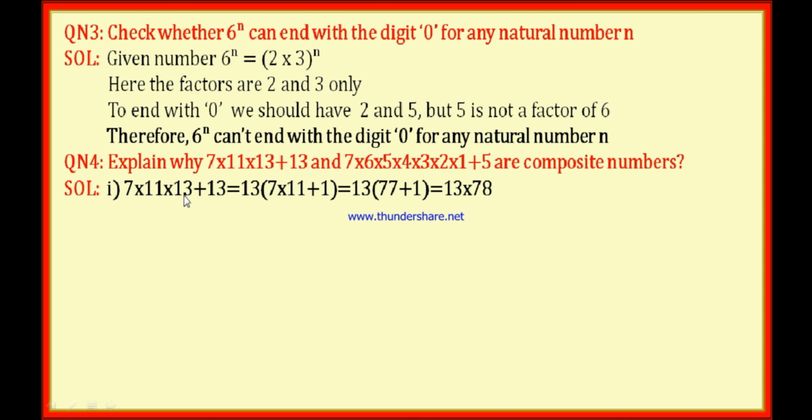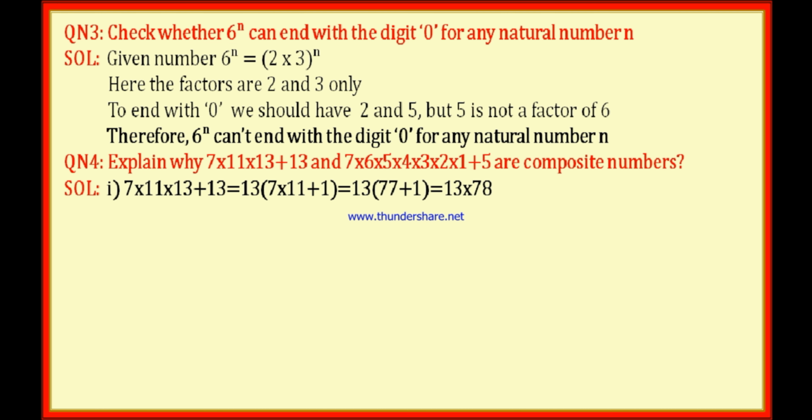Here this is one expression and this is the other expression. You can find 13 in both. Therefore take 13 common. If we take 13 common, then 7 into 11 is in the first term. And this is 13, and you took 13 common already, therefore 1 is there, as 13 is nothing but 13 into 1. This is 13 into (77 plus 1). This is 13 into 78. This whole number can be written as 13 into 78.